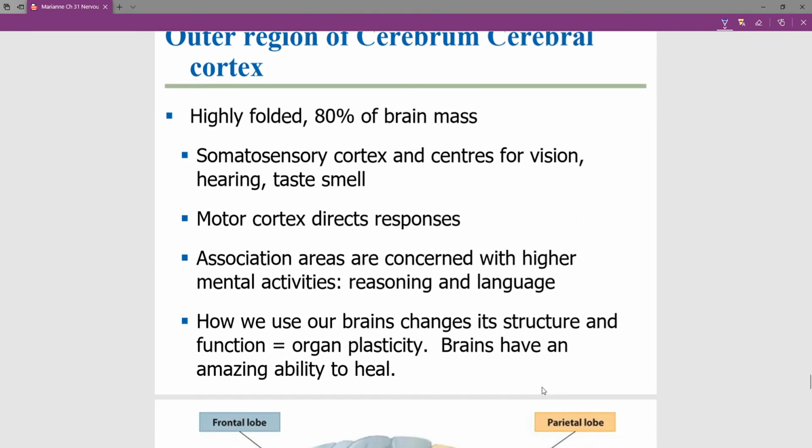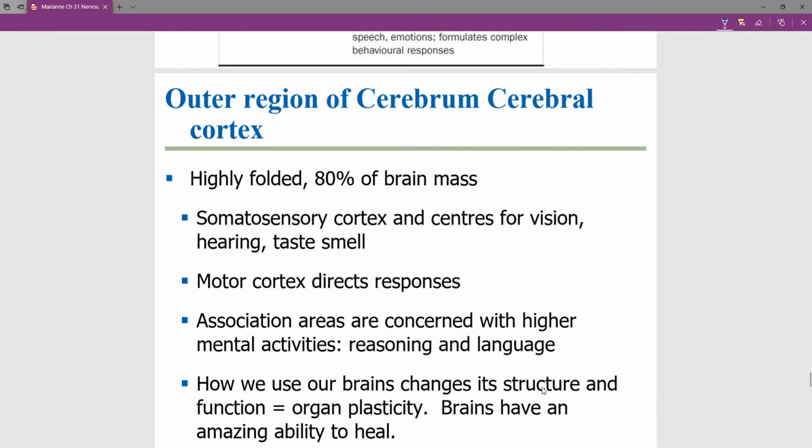And really, the outer region of the cerebrum, or the cerebral cortex, is really what we're talking about oftentimes when we talk about our conscious brain. And it's highly folded. It's most of your brain mass. And it's basically your sensory receptors. And so we've got vision, hearing, taste, and smell. Boy, this is poorly edited. We've also got your motor cortex, that is your motor functions. You know, you've got your language and your thinking.